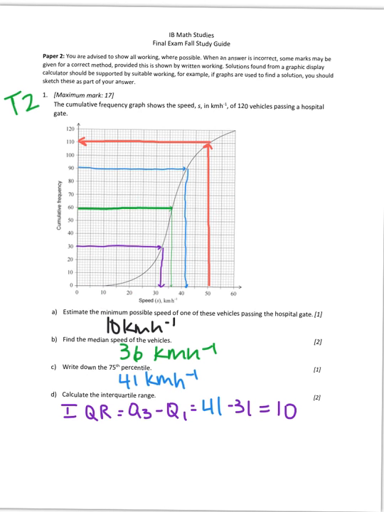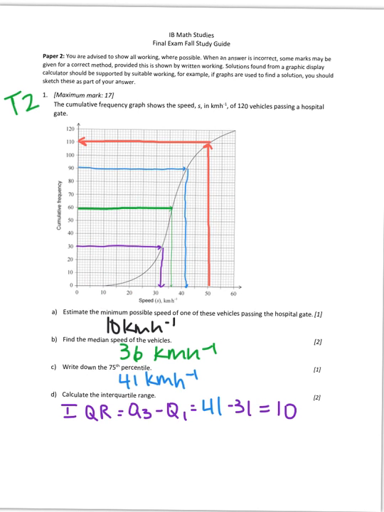Your interquartile range is your Q3 minus your Q1, so your 75th percentile minus your 25th percentile. We already found our 75th percentile, so that was 41. So we need to find our 25th, which is when after 30 cars. So you go across, and I found it to be about 31. So your IQR, the distance of your box on your box and whisker plot, if you were to do one, would be 10.